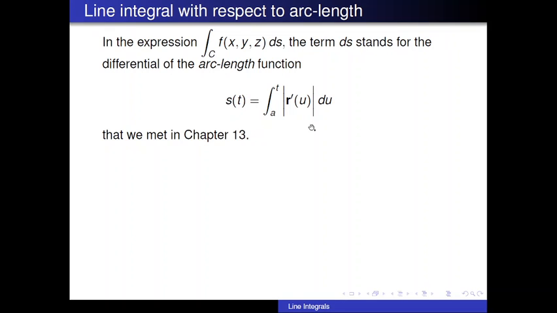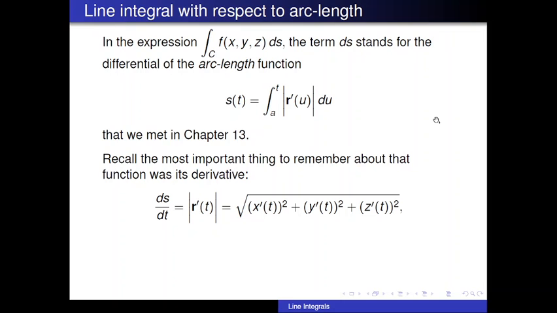Okay, and the most important thing to remember about this arc length function that we met in chapter 13 was that its derivative with respect to t, if you just use the fundamental theorem of calculus, is just the length of r prime of t. And if you recall what the length of r prime of t is more concretely, if r of t is given by three component functions x of t, y of t, and z of t, then the length of this vector is just the square root of the sum of the squares of the derivatives of each one of the components.